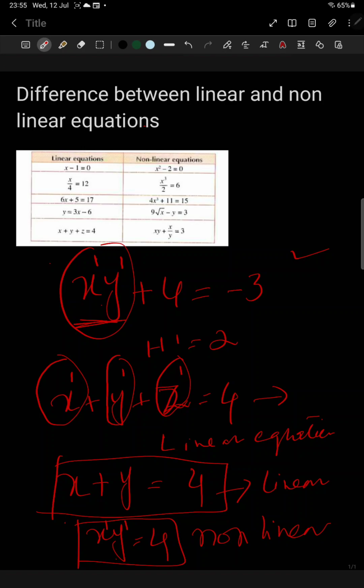But on the other hand, over here 1, 1, but these are two separate terms. In a single term, the maximum index, the maximum power is 1. That's why this will be an example of a linear and this will be an example of a non-linear equation. Let's see some other examples.